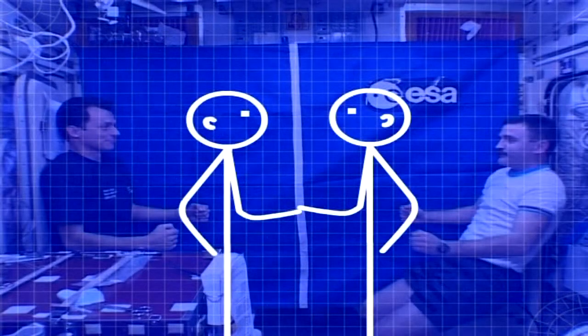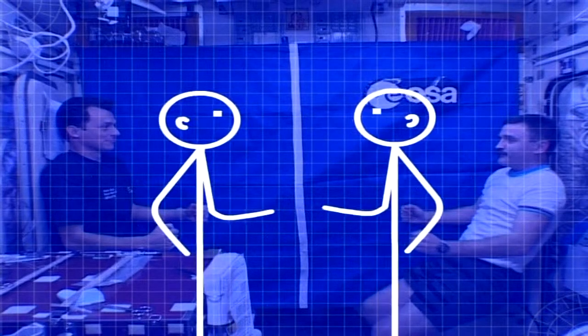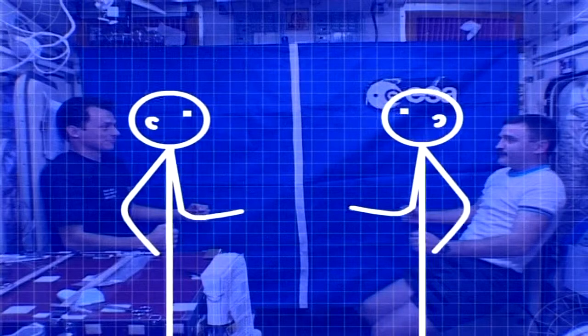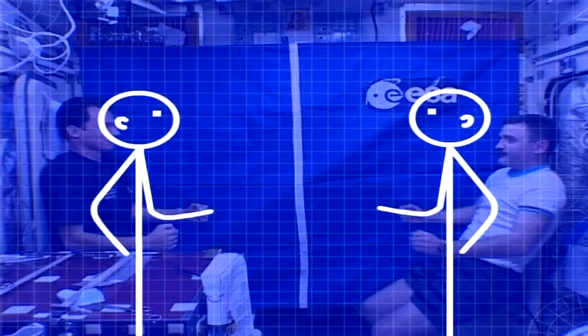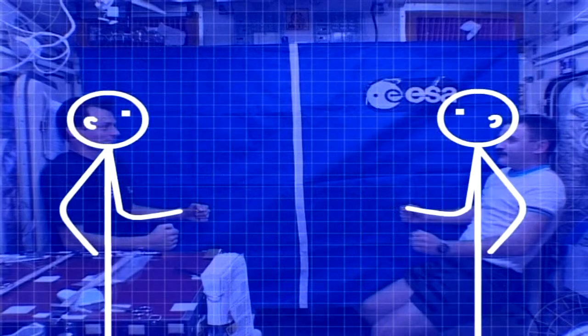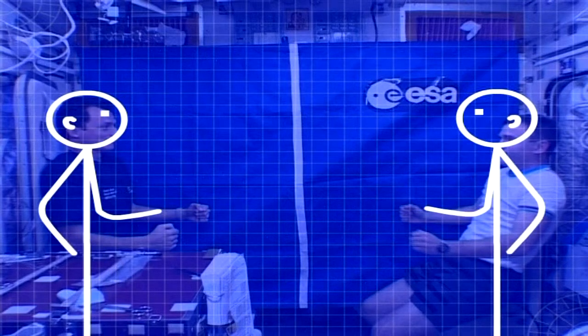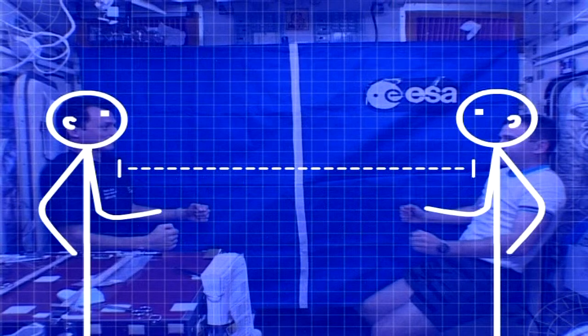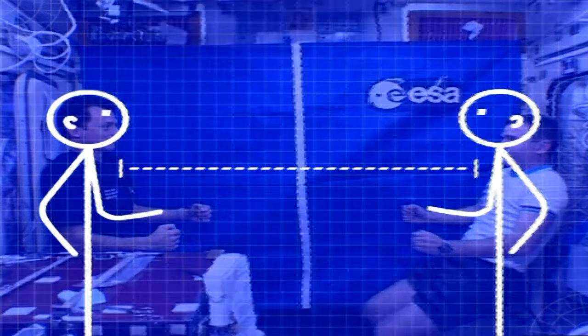Alexander pushes against Pedro, action. This causes Pedro to move, reaction. At the same time, Pedro pushes against Alexander, action, causing Alexander to move in the opposite direction, reaction. And they moved an equal distance, action equal opposite reaction.